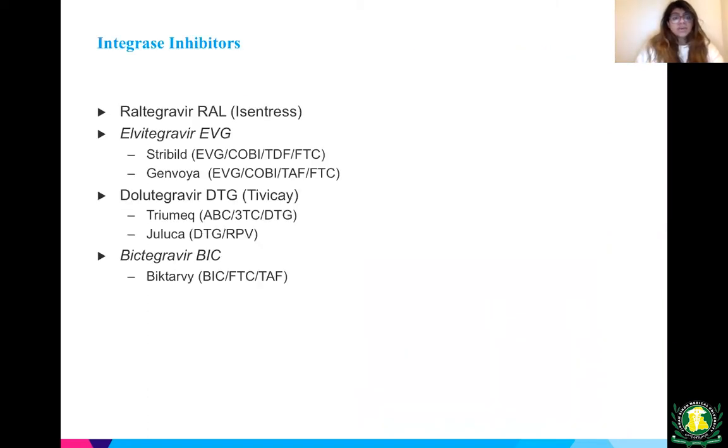And so these are some of the ones that we use. Raltegravir, RAL is the abbreviation, elvitegravir, EVG, dolutegravir, DTG, and bictegravir, we call BIC. The ones that I want you to remember are bictegravir and dolutegravir. Those are the common ones that we use in practice.